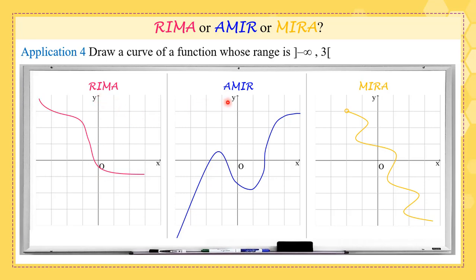And if we go to Amir, we can see that the domain of definition in this case is from negative infinity to positive infinity, the set of all real numbers, whereas the range is from negative infinity to 3 open. So Amir is correct.